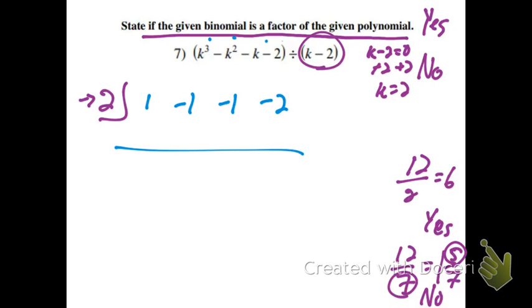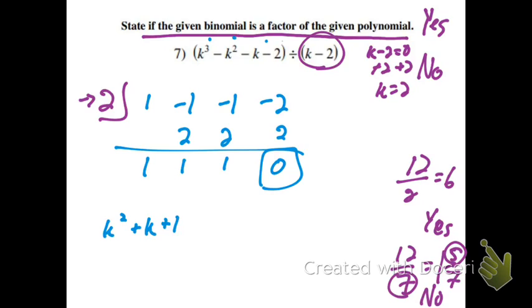So now, we'll drop the 1. 1 times 2 is 2. We get 1. 1 times 2 is 2. We add, we get 1. 1 times 2 is 2. We add, we get 0. We did not get a remainder. If we're going old school, going back a couple sections, then I know that my answer would be k squared plus k plus 1 from right here. Drop down a degree, and there's no remainder here. Since there's no remainder, we would write yes.